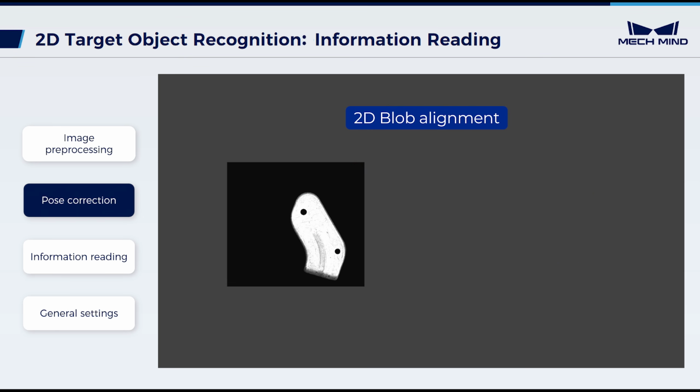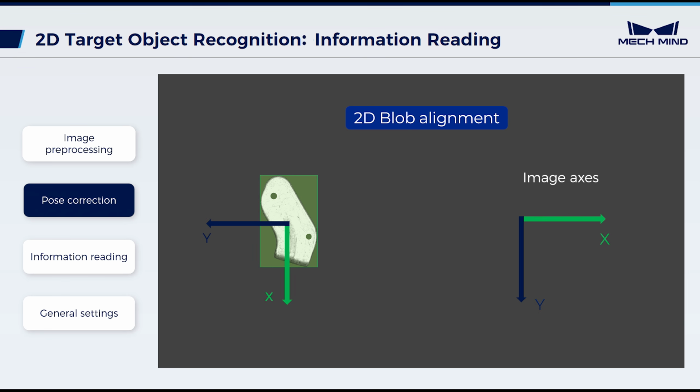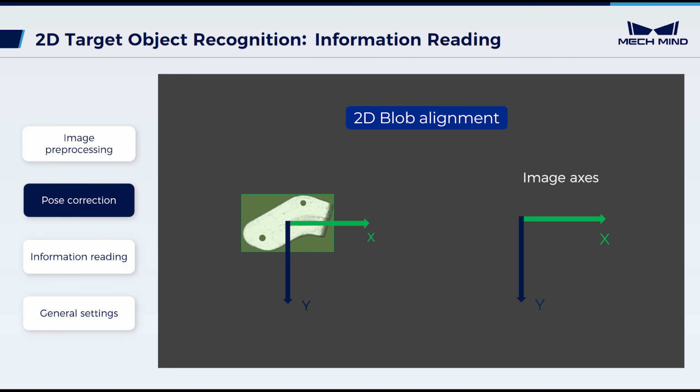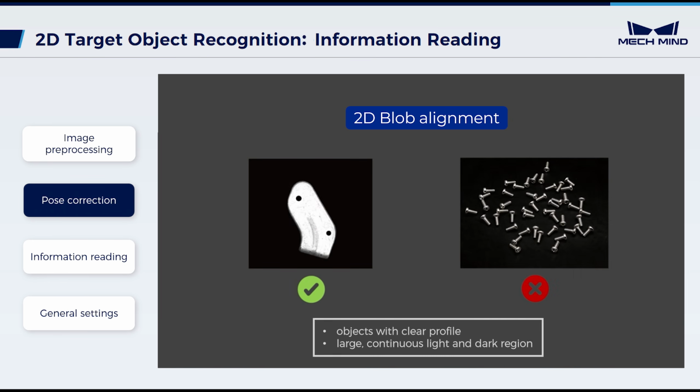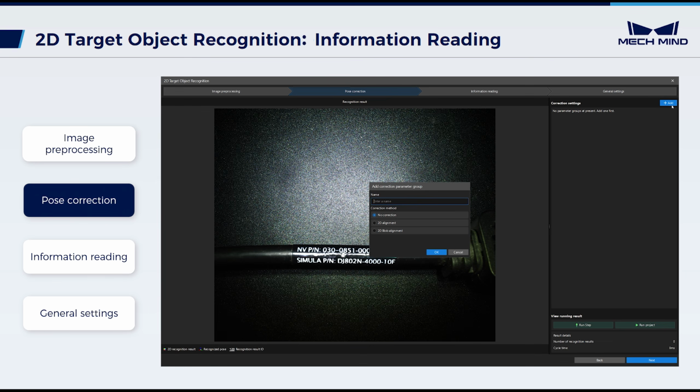The 2D blob alignment method detects light and dark regions, namely blobs. This method filters the target blob by geometric constraints, and computes its minimum rotated bounding rectangle. Then, it adjusts the pose to align the blob centroid with the image center, and orients the principal axis of its rotated bounding rectangle parallel to the image axis. It's suitable for objects with clear profile and large, continuous light and dark regions. Here, the wire harness recognition's position varies while the part number identification profile is consistent, so 2D alignment is applied.